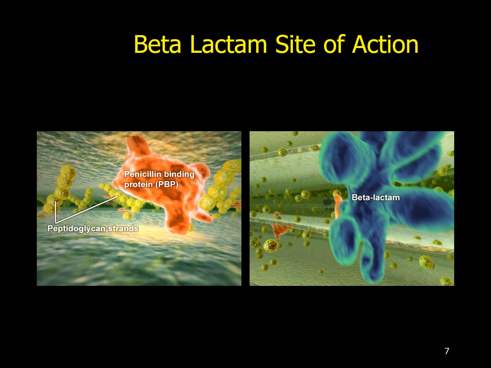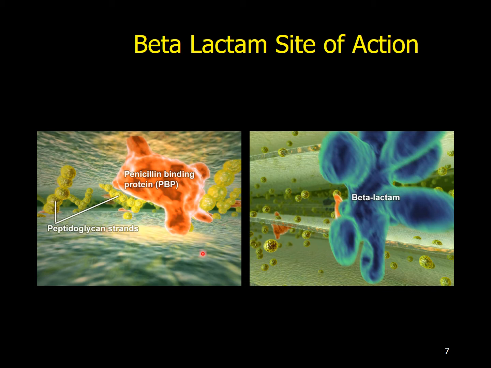So here is the real stuff, like stained and blown up. This is what it really looks like. So let's see. Here is a cell wall. You see the peptidoglycan strands, and they are anchored by these transpeptides, and embedded in them is a penicillin binding protein. The penicillin binding protein is kind of like the receiver.